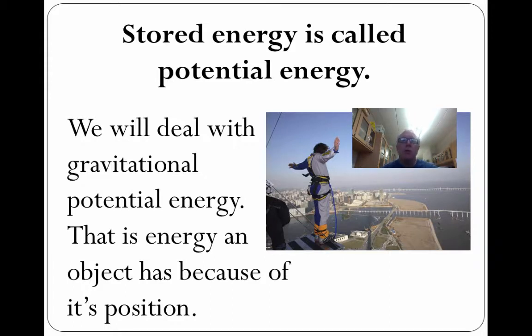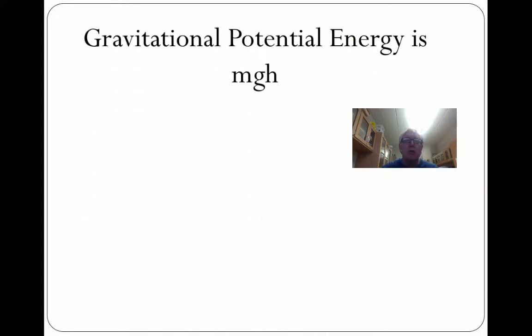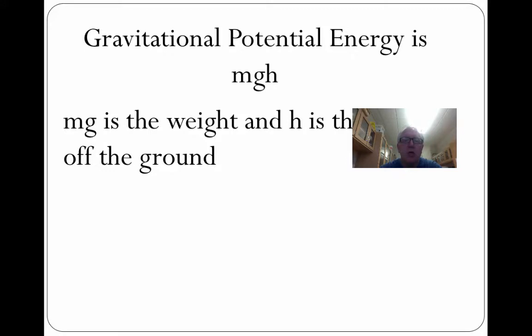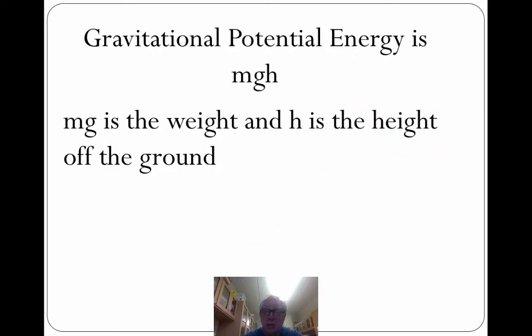We also know that when you lift something up, the force required is the weight of the object. So the force on the way back down is also the weight of the object, and that should make some sense. So gravitational potential energy is mgh. mg is the weight of the object, as we've been talking about before, and h this time is the height off the ground. We could use distance here. It would amount to the same thing, but here we're specifically talking about the height off the ground, so we use the letter h. That's a common way to do it. So there you go: mg is the weight, and h is the height off the ground.